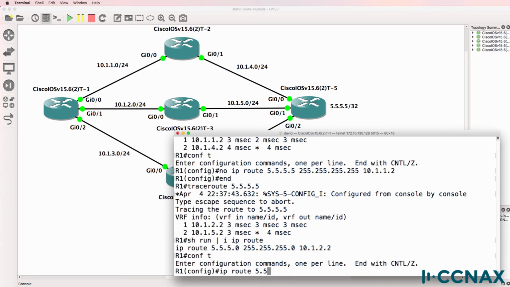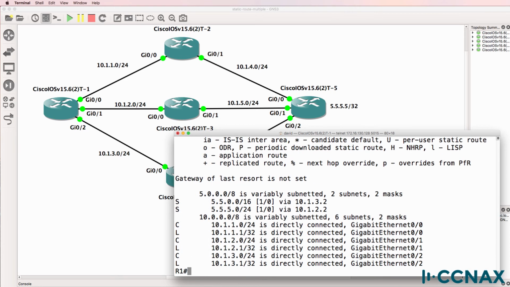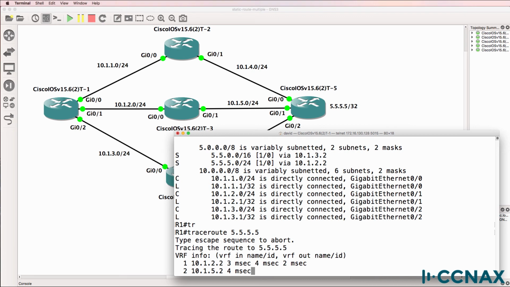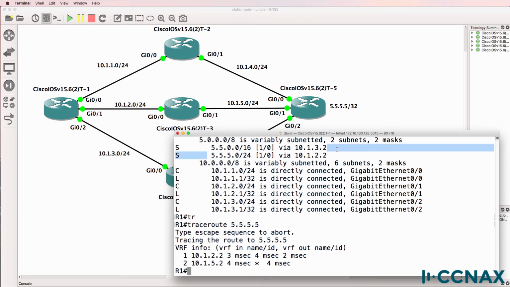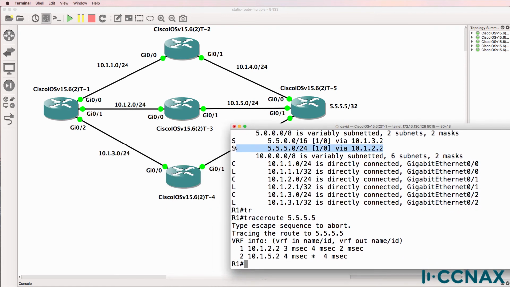If we created another static route like this via router 4, which way would the traffic go? So show IP route shows us the two entries. We've got a /16 and a /24. So when we trace to router 5, notice it's going via router 3 because this is a longer match. That is a longer match than this, so router 3 is preferred rather than router 4.